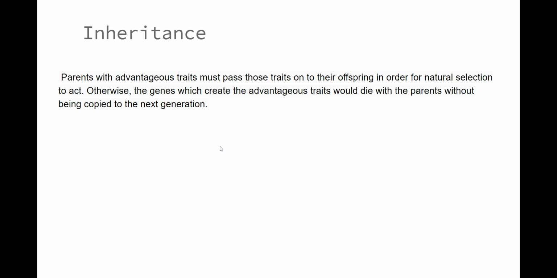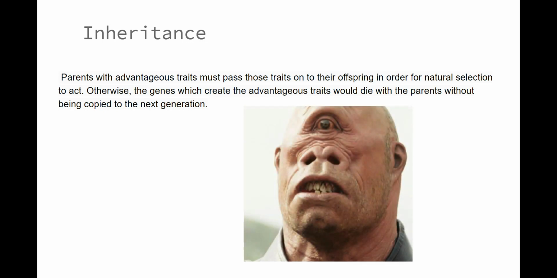Third part of natural selection is inheritance. Parents with advantageous traits must pass those traits onto their offspring in order for natural selection to act. This makes sense. If the parents have really cool traits, some awesome mutation, but they can't pass it on, then it's meaningless because it goes nowhere. It stops with them. One of the best examples of this is our Cyclops man.